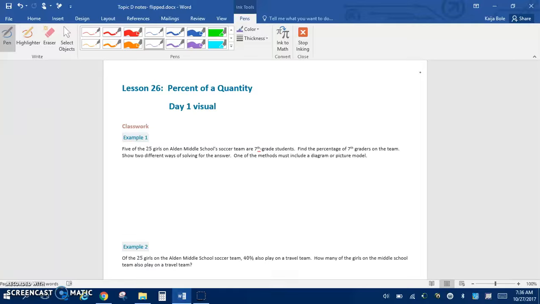Example 1 says 5 of the 25 girls on the Alden Middle School soccer team are 7th grade students. So I'm going to underline 5 of the 25. Find the percentage of 7th graders on the team. Show two different ways of solving the answers.